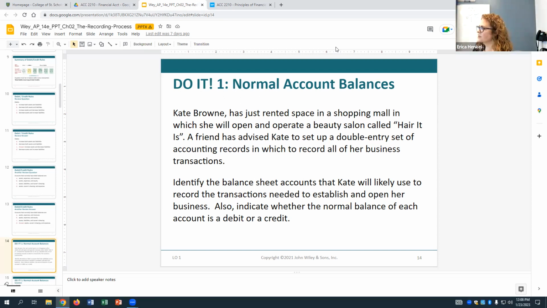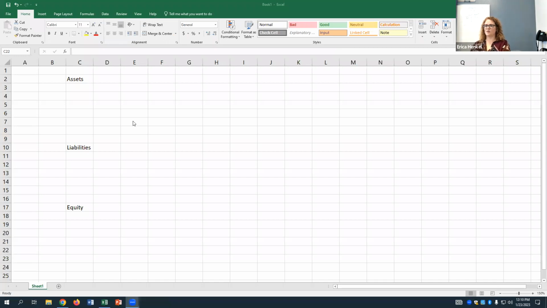All right, so let's take a second and go through some of the things we thought of. What do you think we might have for assets? Yes, cash, gotta have cash. She's probably going to need to buy some stuff, right? And if she has cash in the business before she starts operating, how would it have gotten there?